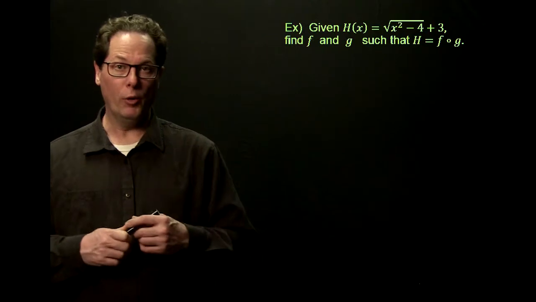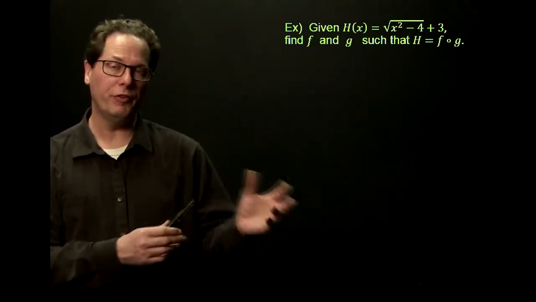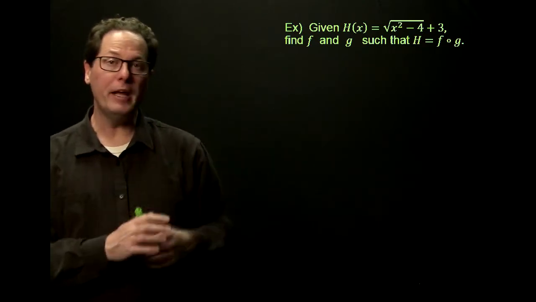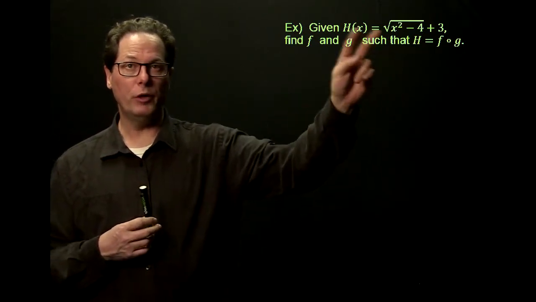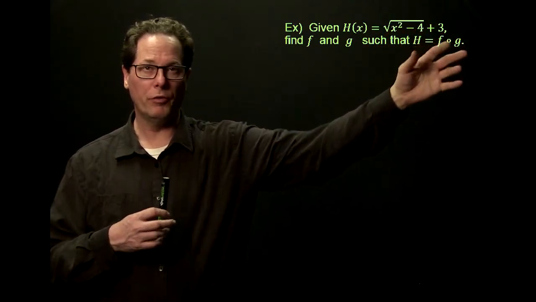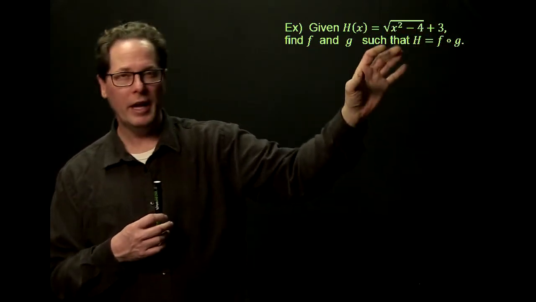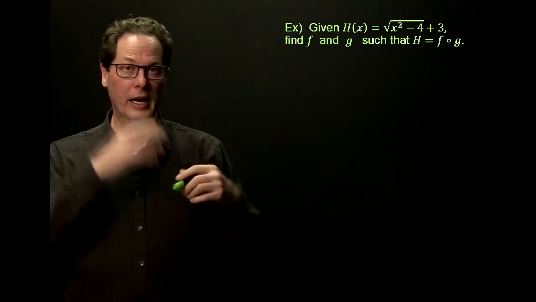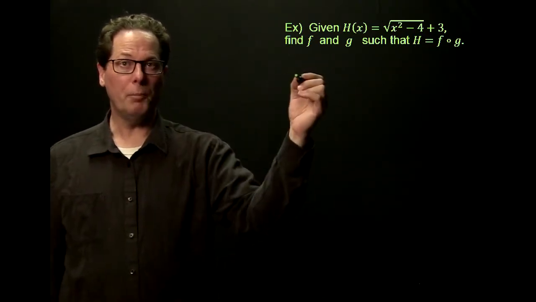For our next example, we want to take a composite function and reverse engineer what the pieces were that made up that composition. So in this case, we know what h of x is. h of x is this composition, the square root of x squared minus 4, plus 3. We want to know what the pieces f and g were that would make up this function in that composition. So there's a couple answers here.